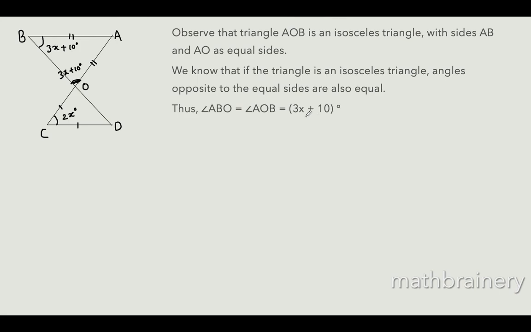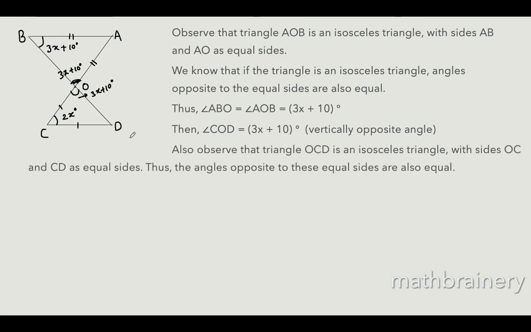This makes sense? Now you see, you have a vertex here and you have an angle here. So this angle must be same. This angle also must be equal to 3x plus 10 degrees. Why? Because this is vertically opposite angles. Alright. So that means to say angle COD must also be 3x plus 10 because this is a vertically opposite angle. Now if you observe, triangle OCD is also an isosceles triangle.